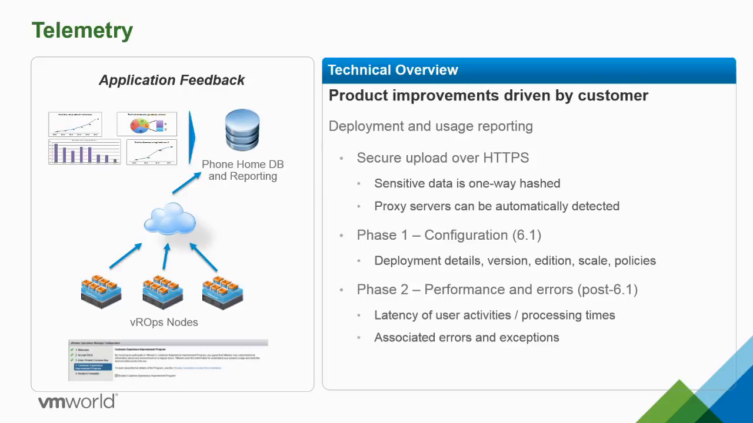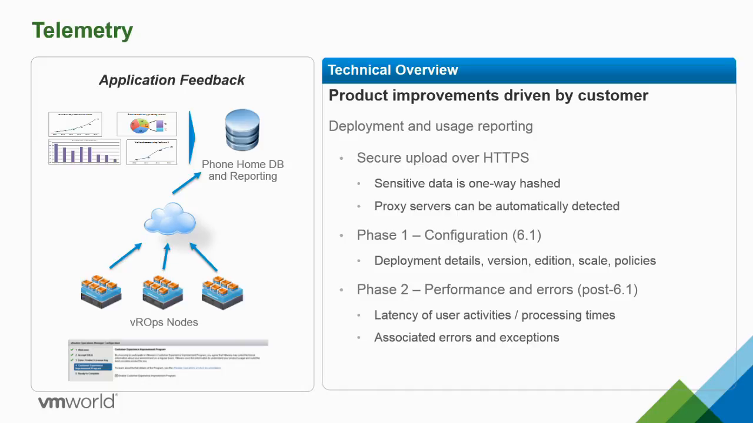Now, one of the things that we've implemented as part of 6.1 is that everybody here would implement VROps in a different way. Everybody uses it in a slightly different way. While the themes are very similar, you do things that are unique to your environment. So in this initial 6.1, only if you allow us, if you turn this on, we'll capture things like configuration data. What version are you running? What edition? What's the scale of your environment? What type of policies?